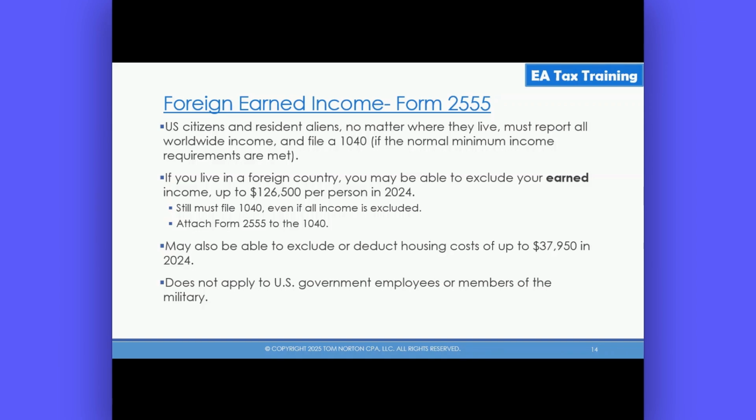In addition to your earned income, you may also be able to exclude housing reimbursements that you received up to $37,950. If you are self-employed, you may be able to deduct up to $37,950 on your tax return. It is important to note that these rules do not apply to U.S. government employees or to members of the military.